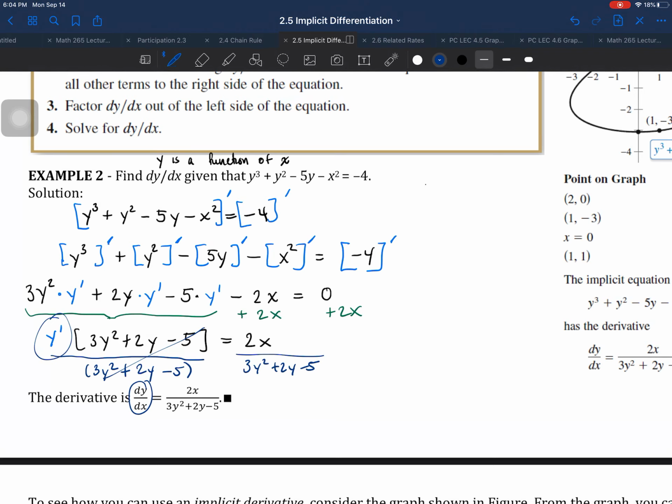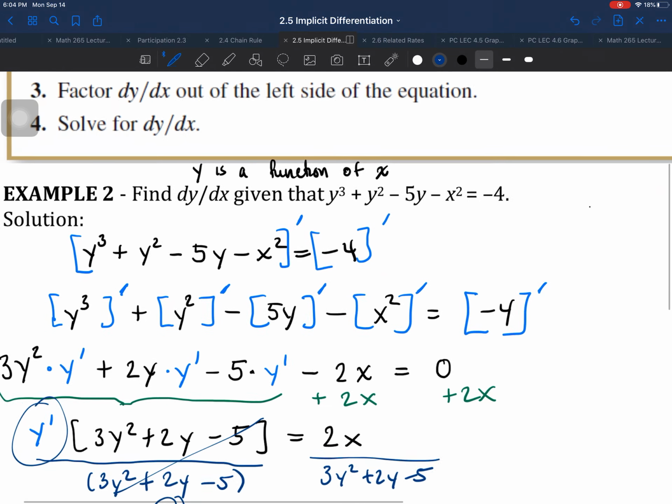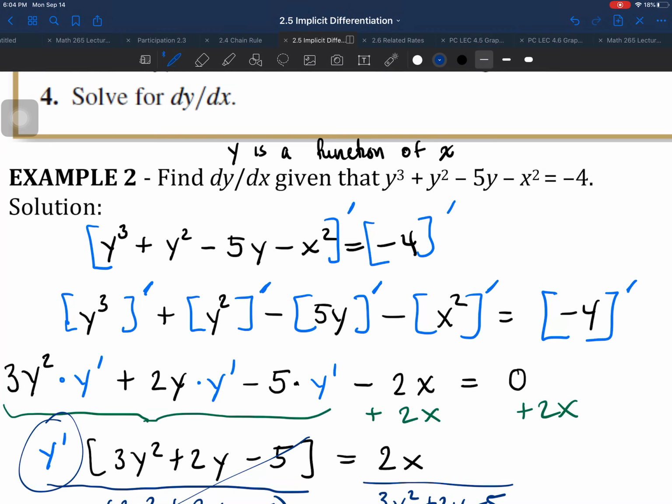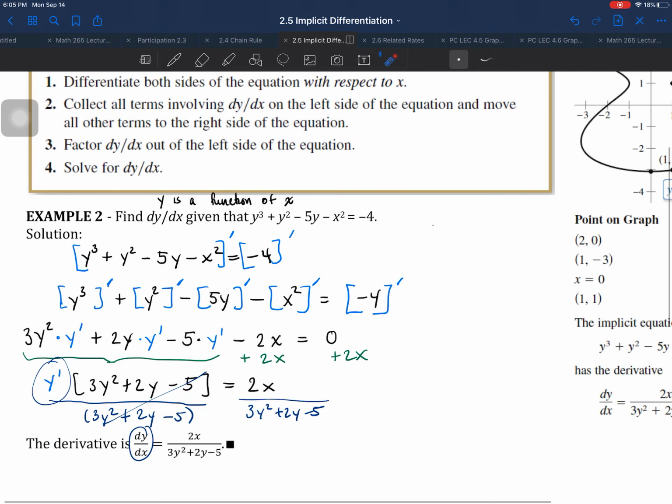Now, think about this for a second, because if you think about it, it will make more sense. Why are we doing this? Notice how hard it would be to solve for y here, right? It would be very hard even for me to do that. It would be very, very hard for us to do that. And we didn't actually have to solve for y in order to find the derivative of y.